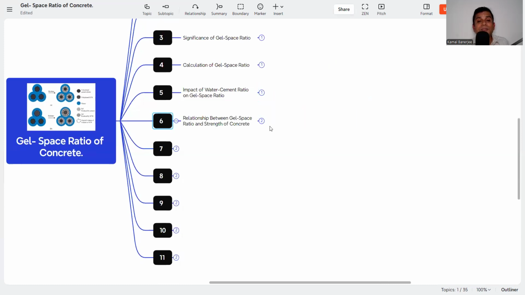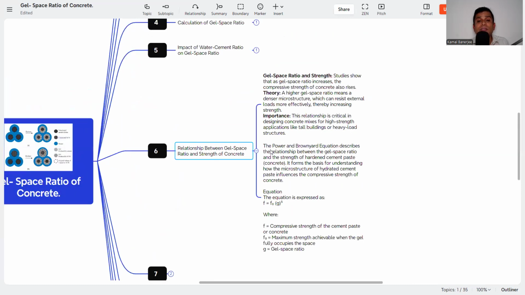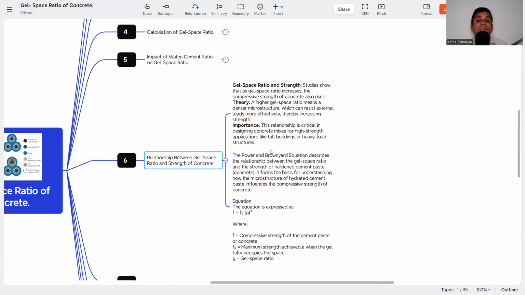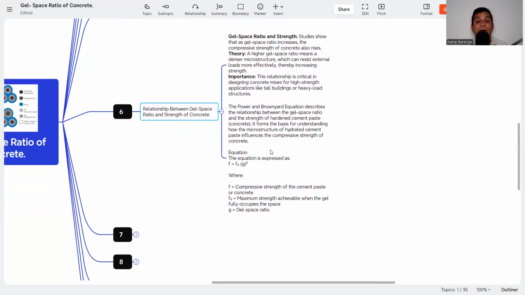The next is the relationship between gel space ratio and the strength of the concrete. I already discussed that studies show that as the gel space ratio increases, the compressive strength also rises. Why? A higher gel space ratio means fewer voids, less porosity, so the concrete carries external loads more effectively, thereby increasing the strength. So this relationship is critical in designing concrete structures. And how can we find the relation? It is given by the Powers and Brownyard equation. It describes the relationship between the gel space ratio and the strength of the hardened cement paste or concrete. It forms the basis for understanding how the microstructure of the hydrated cement paste influences the compressive strength of the concrete.